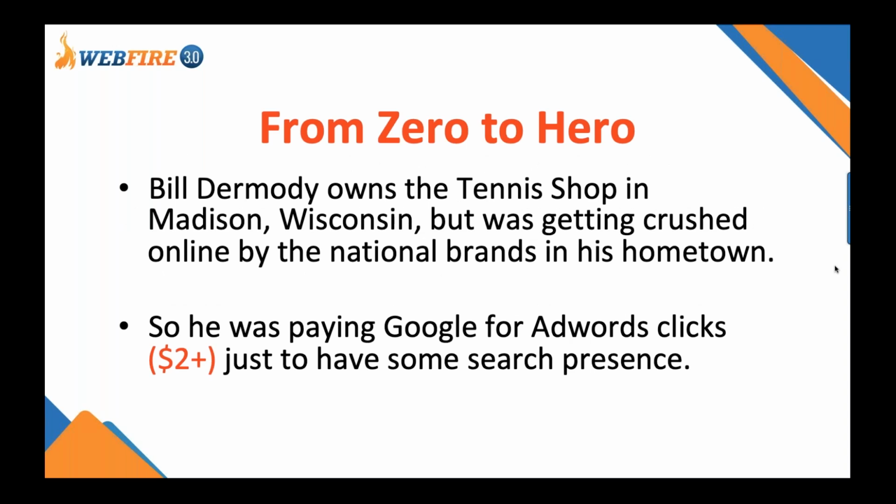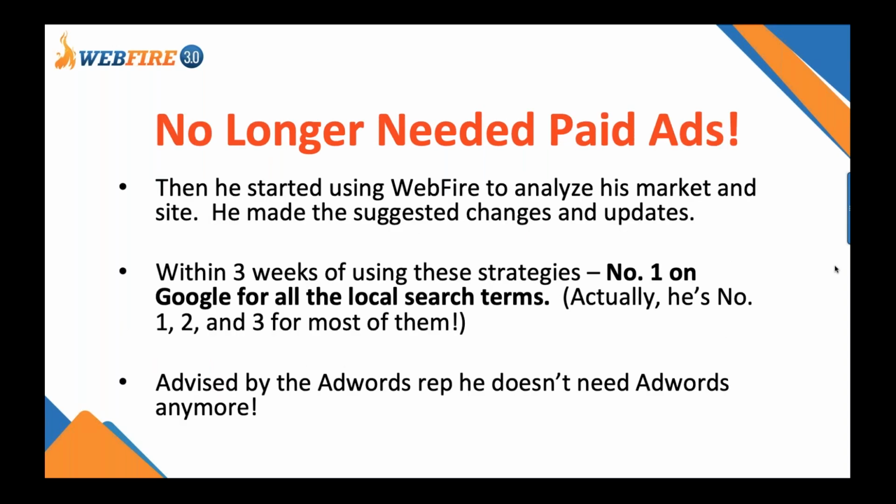So Bill here, he owns essentially a tennis shop, and he was getting crushed online by the national brands, and he was paying Google AdWords $2 or more a click just to have some search presence. He then started to use WebFire to analyze his market and the site. He made the suggested changes and updates. Within 3 weeks of using these methods, he was #1 on Google for all of his local search terms. In fact, in a lot of cases, he was #1, 2, and 3 for the exact same one. So he was completely dominating page 1.